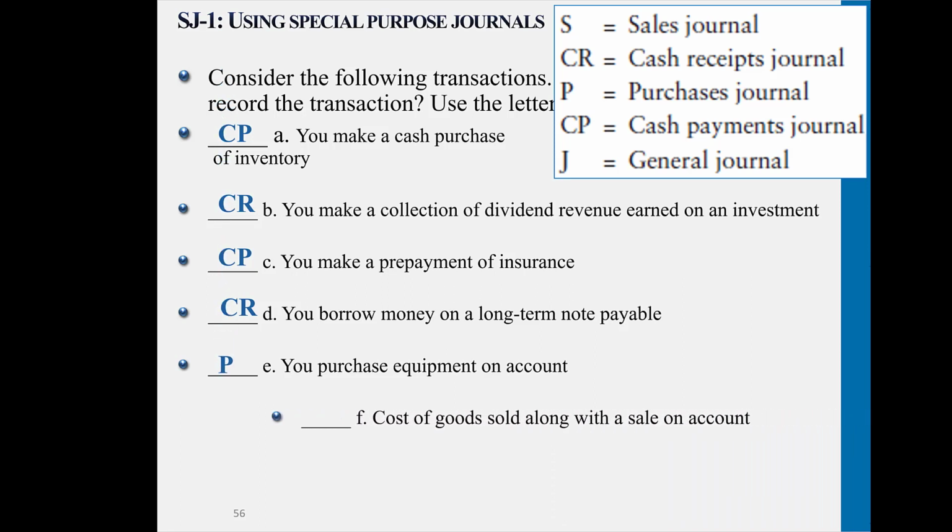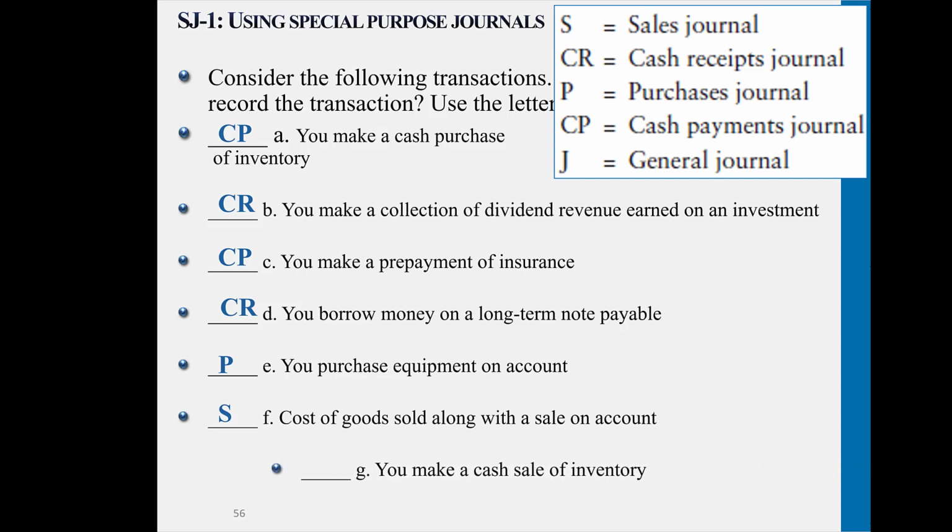Next, we've got cost of goods sold along with a sale on account. So that's a weird way for the publisher to say it's a sale on account. So if we sell something on account, that's S, sales journal. Next, you make a cash sale of inventory. We're receiving cash, right? So that means we need to use the cash receipts journal. It's not the sales journal because the sales journal is only for sales on account.